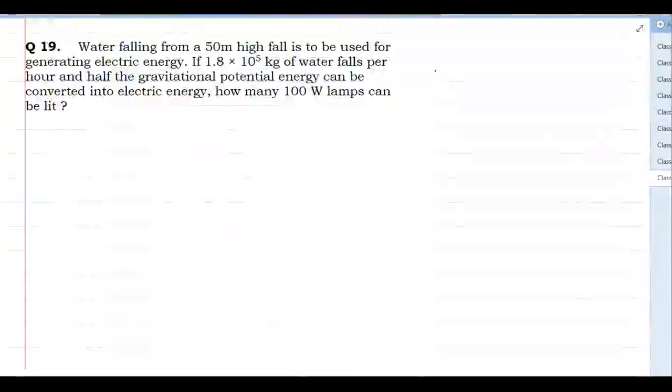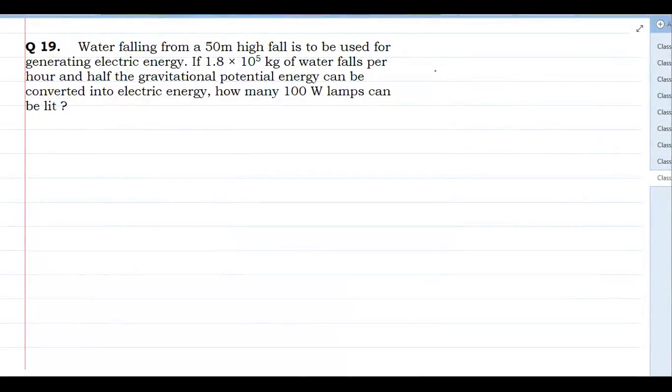Water falling from a height of 50 meters is to be used for generating electric energy. If 1.8 × 10^5 kg of water falls per hour and half of the gravitational potential energy can be converted into electrical energy, how many 100-watt lamps can be lit?